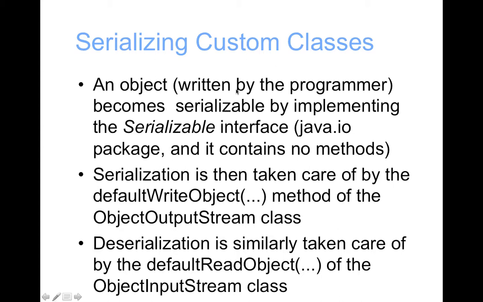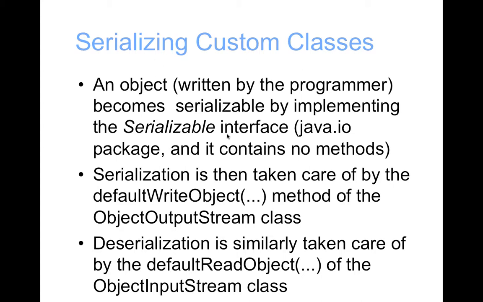Then serializing custom classes. Okay. So an object written by a programmer becomes serializable by implementing a Serializable interface, which is a marker interface. Okay. Remember that. Give me examples of marker interface. Serializable. Okay.